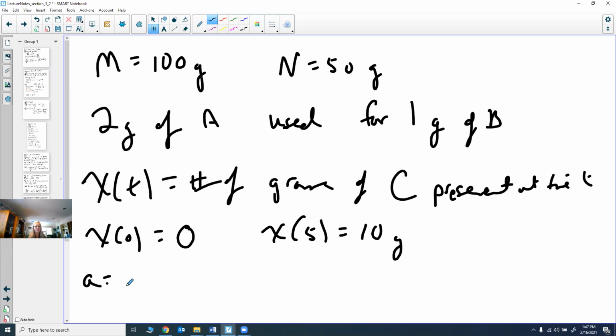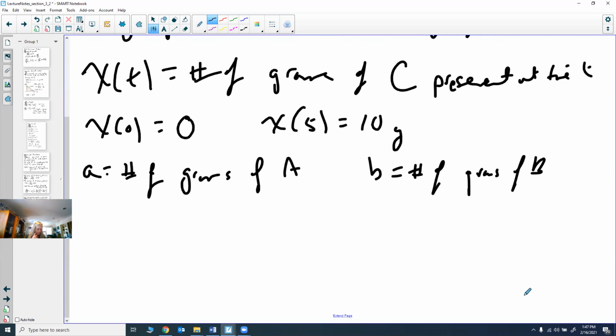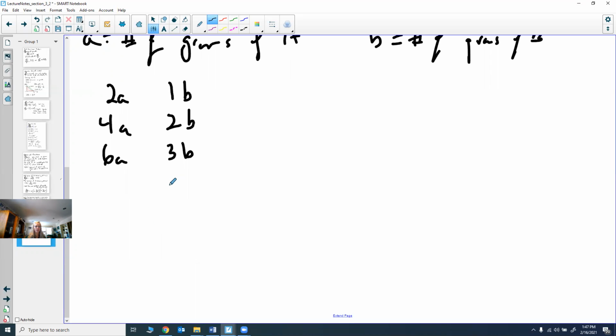So again, let's say little a is the number of grams of A, and little b is the number of grams of B. Now for every gram of B, you get 2 grams of A. So if you have 1 gram of B, you get 2 grams of A. If you have 2 grams of B, you'll get 4 grams of A. If you have 3 grams of B, you'll have 6 grams of A. If you have B grams of B, you'll get 2B grams of A. So that tells me that A is equal to 2B.